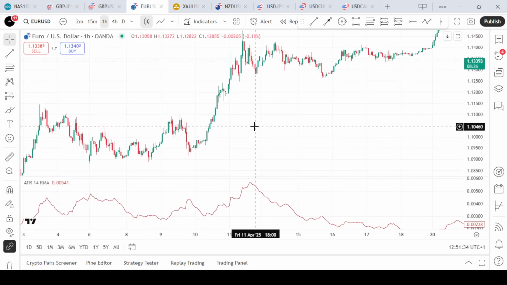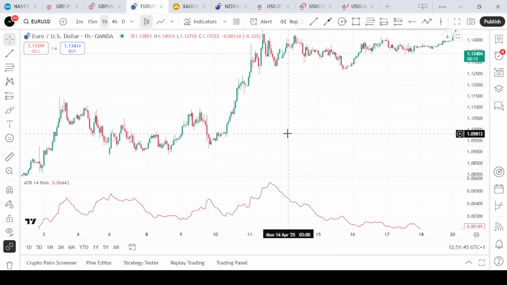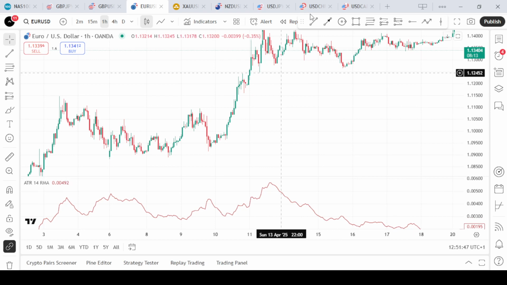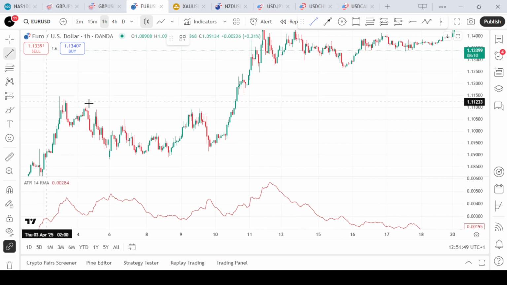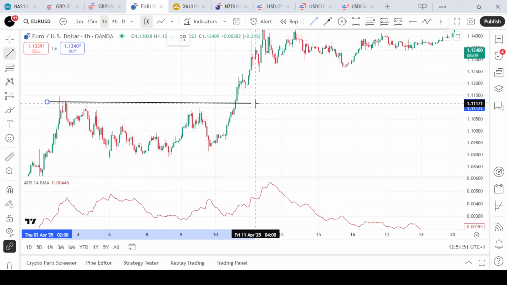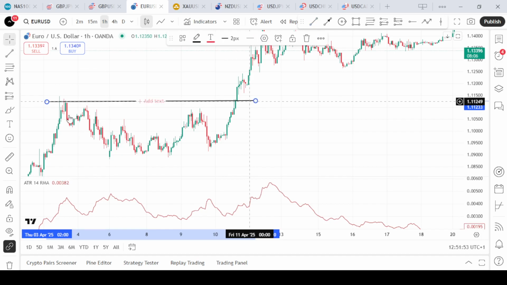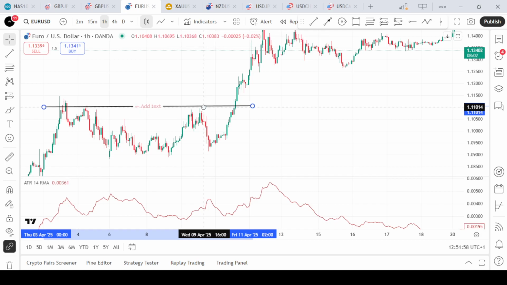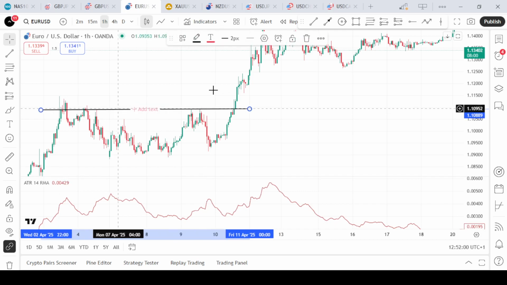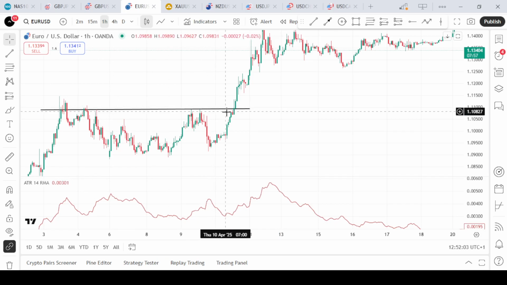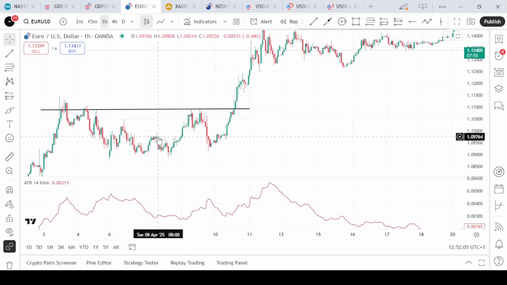Now, the third step is to identify your entry point. The ATR helps you to confirm when the market is ready to move. Let's say we have a resistance at this area. You can also use this area as a resistance. We do not know when price will be ready to break this resistance.